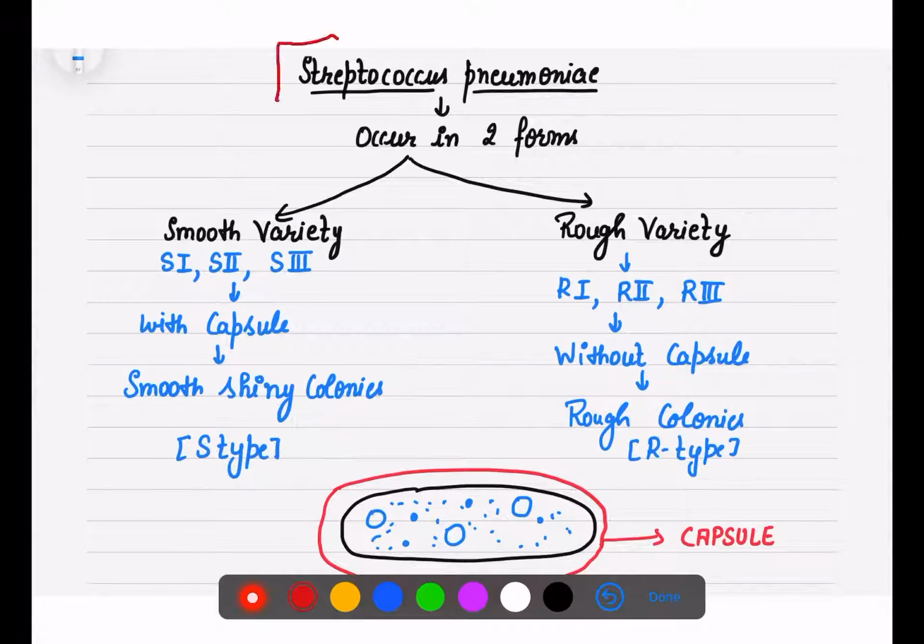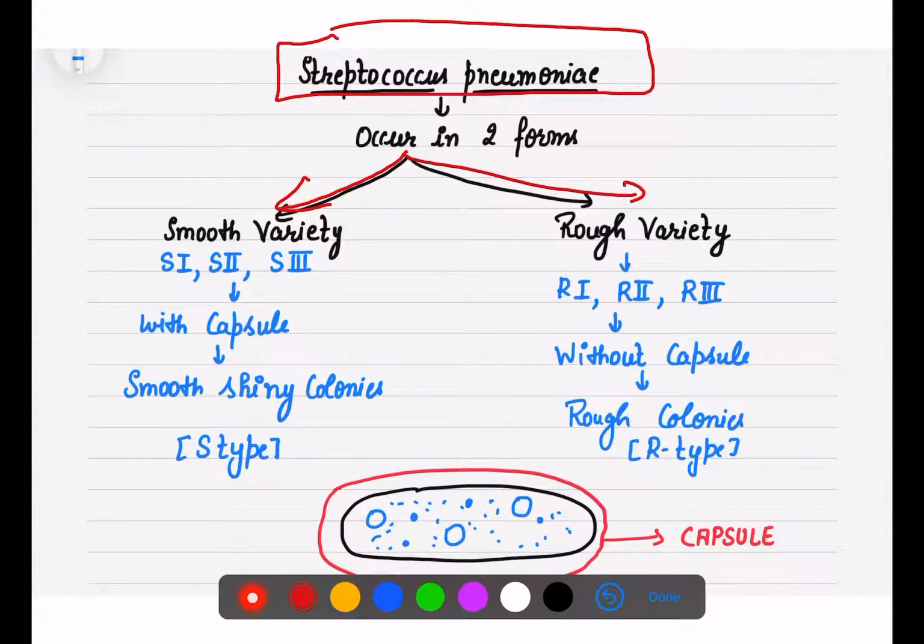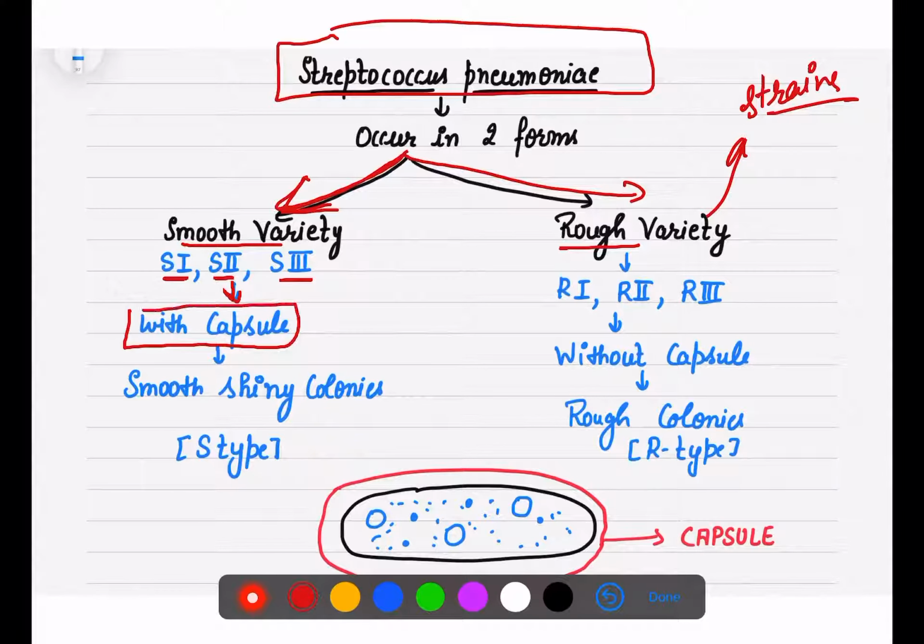Now Streptococcus pneumoniae usually occurs in two forms. It has two varieties, or different strains. One strain is smooth and another is rough. Smooth has different strains, that is, it can be S1, S2, S3. These are the smooth varieties, S1, S2, S3, and they can form the capsule.